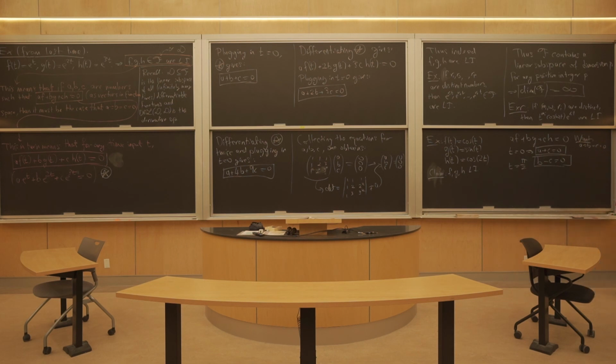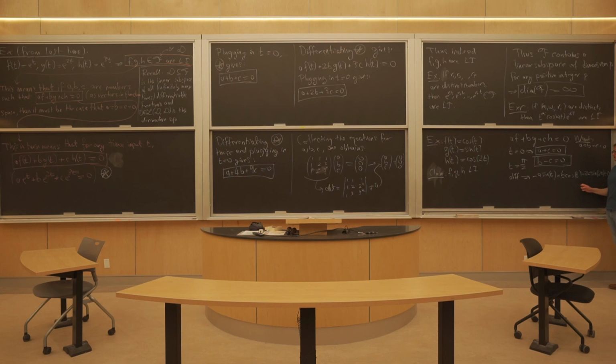Let's do one more thing. I need one more equation because I have 3 variables, 3 unknowns. Let's just differentiate and then plug in a certain value. Differentiating gives minus a sine of t, this becomes b cosine of t, and this becomes minus 2 c sine of 2t. And of course, the right-hand side has to stay 0. Okay?